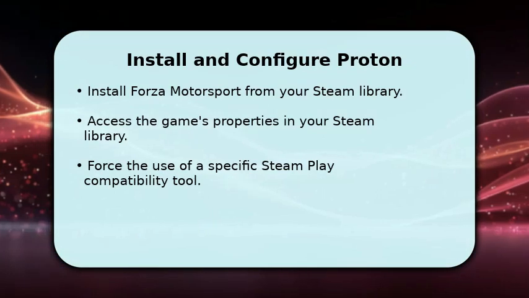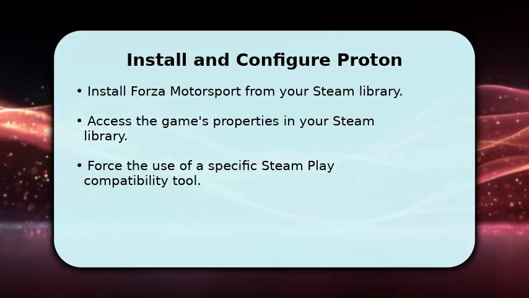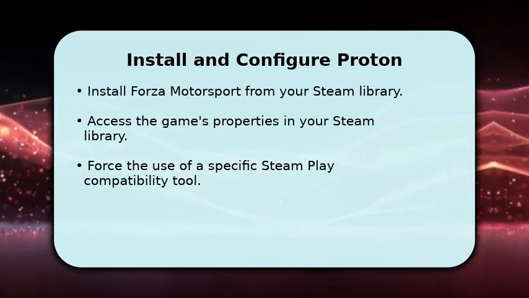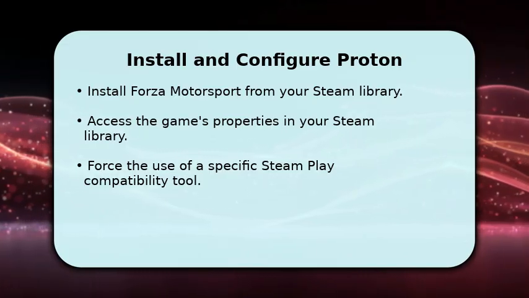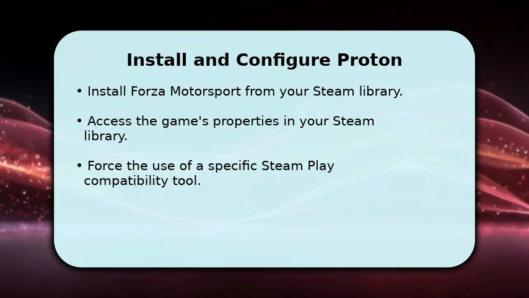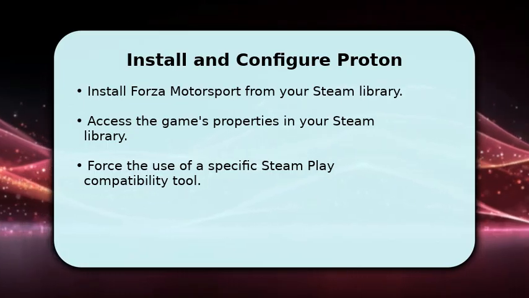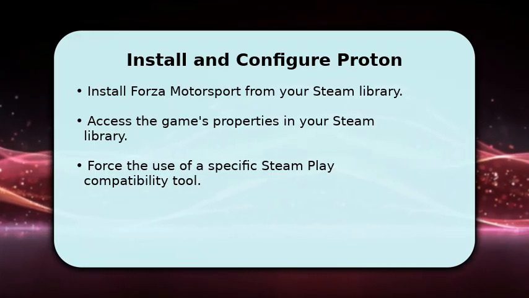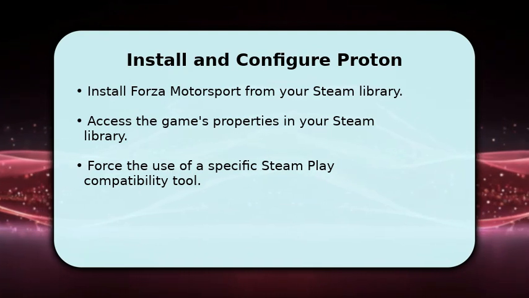Once you own the game, proceed to install Forza Motorsport directly from your Steam library. After installation, navigate to the game's properties by selecting it and choosing the gear icon. Here, you will find the compatibility section. Check the box to force the use of a specific Steam Play compatibility tool. We recommend experimenting with different Proton versions, especially community-driven ones like Proton GE, for enhanced stability and frame rates. This step is vital for running Windows-exclusive titles.